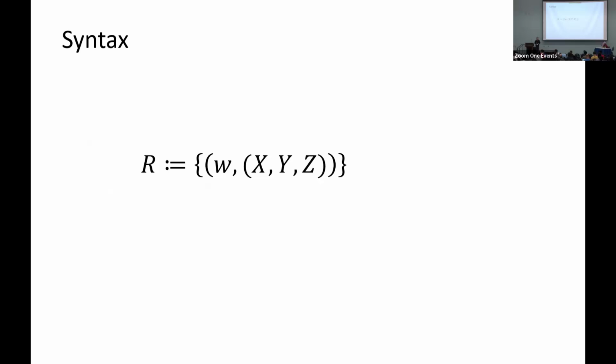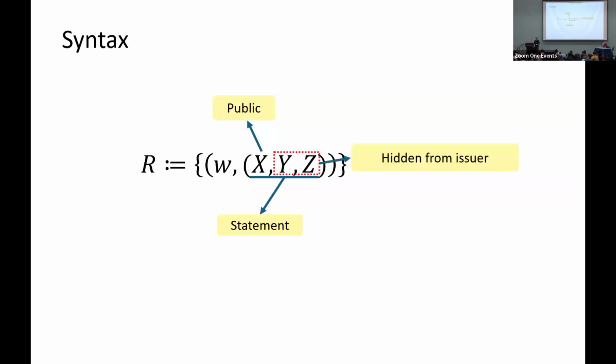So first of all, we consider a relation of the following form, where a statement can be divided into three components, where X is the public part, while the Y and Z parts are hidden from the issuer. The user can choose the Y part freely, while the final Z part depends on both the witness and the Y part. I hope this will become clear after I go through the syntax of the issuance.